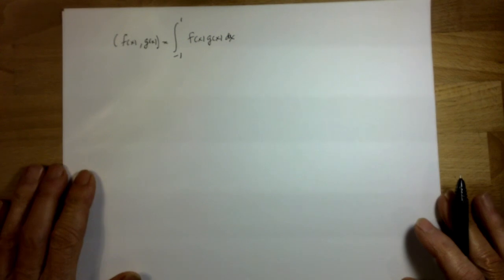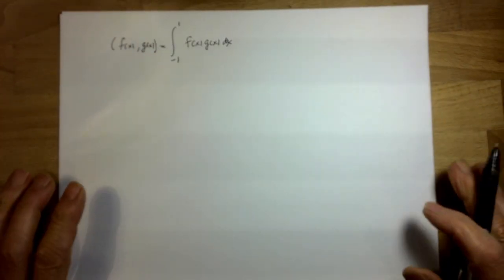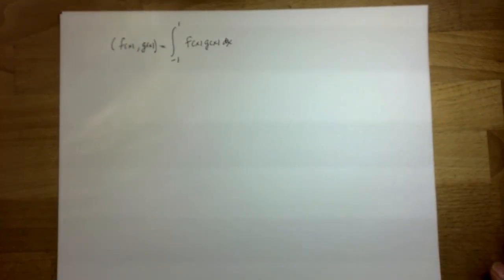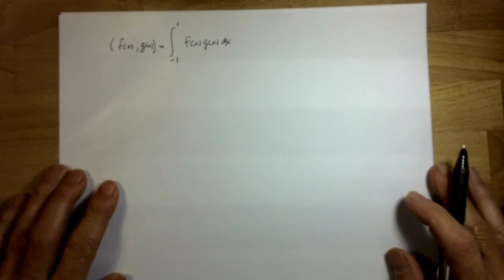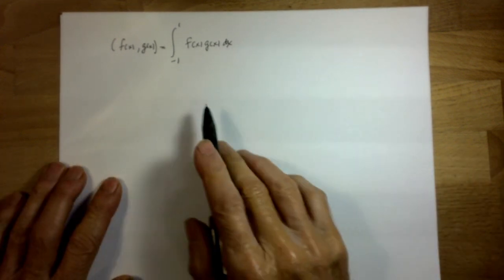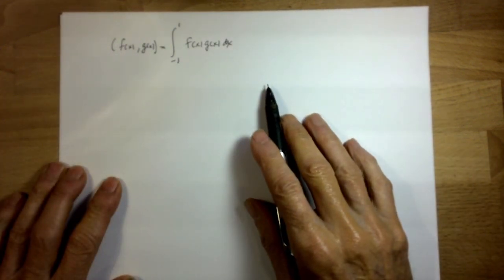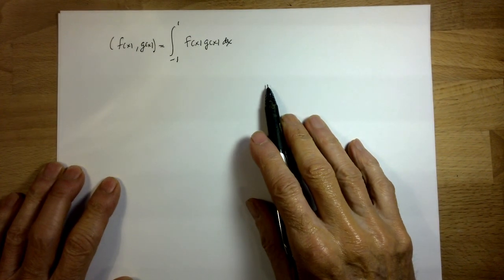Let's take a look at the inner product we're going to use. We're going to show that two functions are orthogonal if their inner product is 0. And their inner product is going to be the integral from -1 to 1 of the product of the functions.